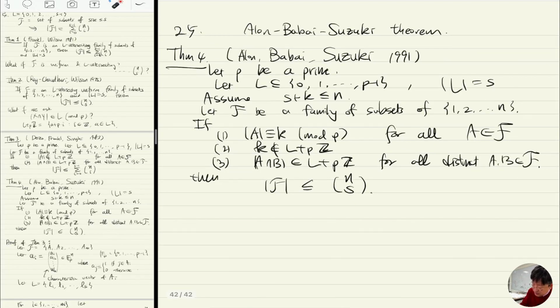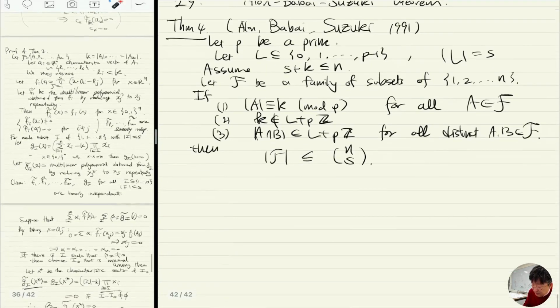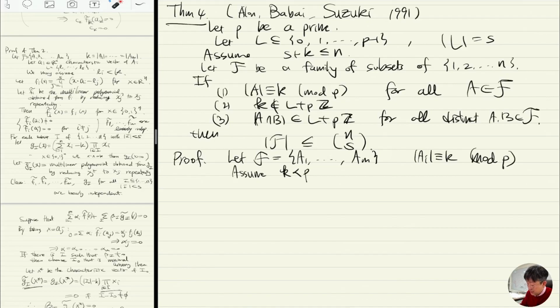Okay, so let me show you the proof of theorem 2 here on the left hand side. I'm gonna copy many things. So let's say F is A1 up to Am, and each A_i has size congruent to k modulo p, right? And we can assume that k is less than p, and k is nonzero.